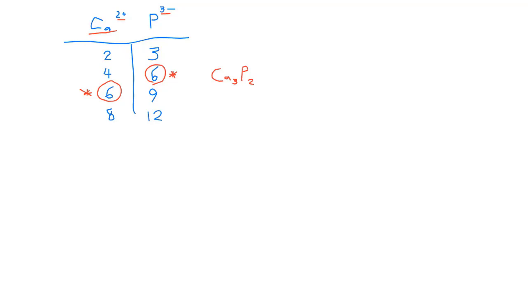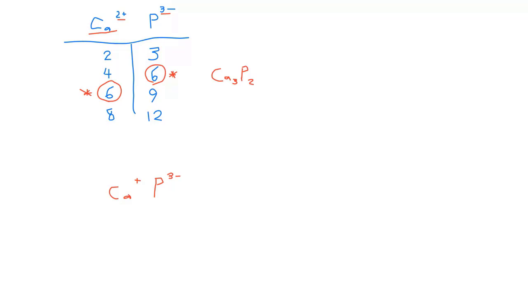Another way is called the crisscross method. The crisscross method involves taking the charges. I have a 3 plus here, and I have a, whoops, that's a mistake, 3 minus. I do not have a 3 plus. Why? I have a 2 plus. Calcium's a 2 plus.